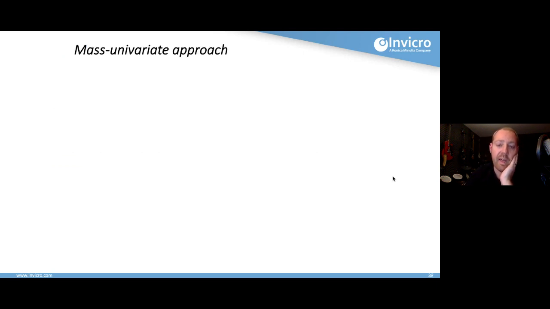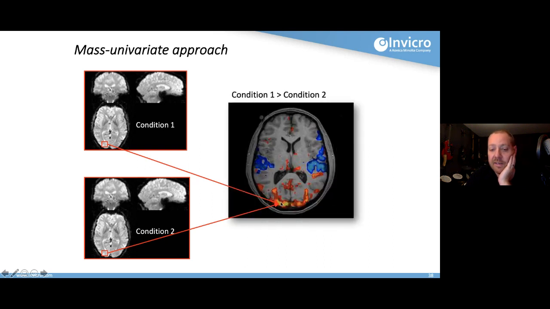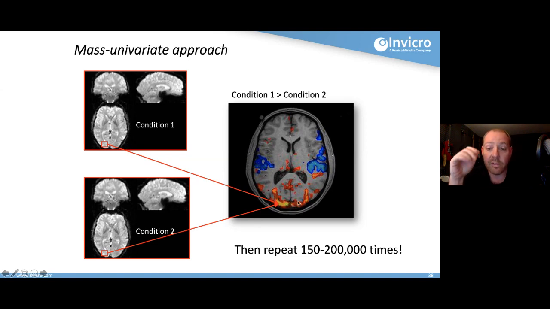I'm going to explain all that a lot more, but basically what you're doing is taking one voxel, comparing the conditions, and getting a t statistic which tells you how significant the difference between your two conditions is at that voxel. And you then move on to the voxel next door and do the same thing, and then the one next door to that. So you repeat that process 150 or 200,000 times, and you end up with this nice, pretty coloured map of the brain, which shows you the significance of the difference between your conditions, which implies which areas of the brain are more active in one of your conditions.